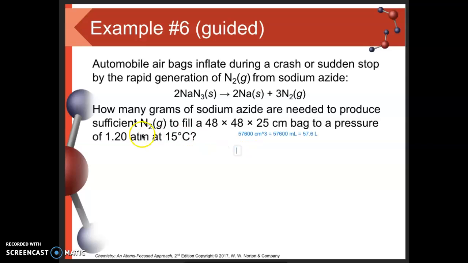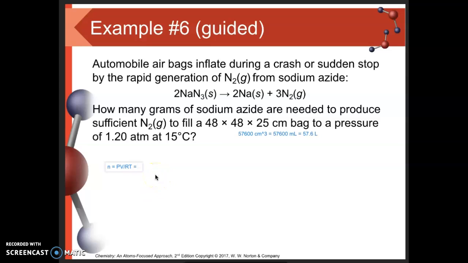Now the question is, I have this volume and this pressure and this temperature. How many moles of nitrogen is that? And once I know the moles of nitrogen, can I turn that into moles and then grams of sodium azide? And the answer is, yeah, of course. I just need to know what to do. So n is equal to PV over RT.